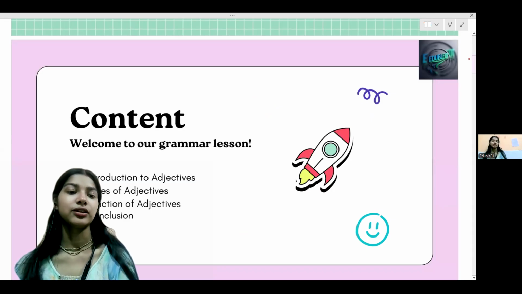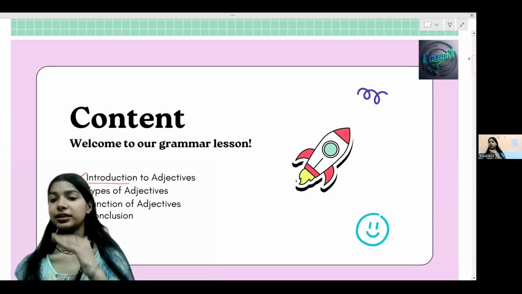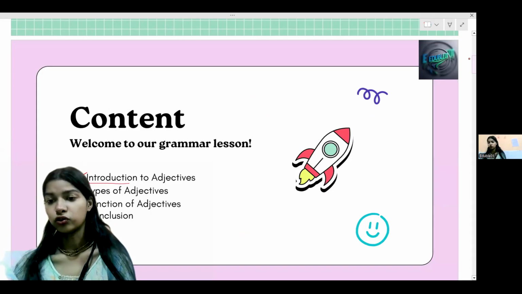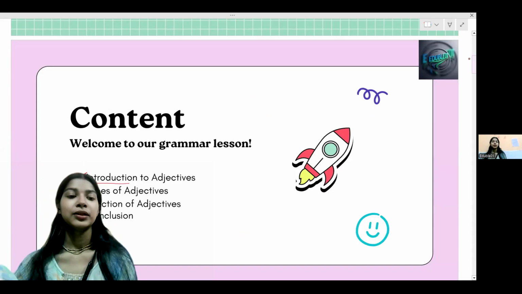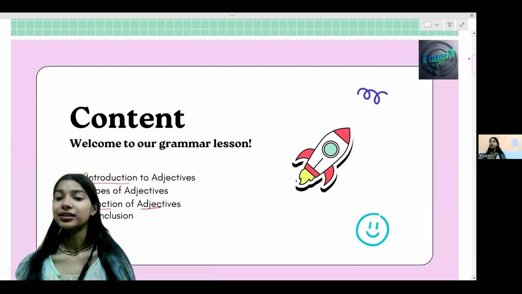So today we are going to learn what is an adjective. That is the introduction of adjectives. And then we are going to learn types of adjectives, how many types we have, and we will be explaining that also with some examples. Next is the function of adjectives, that is, what the functions are.